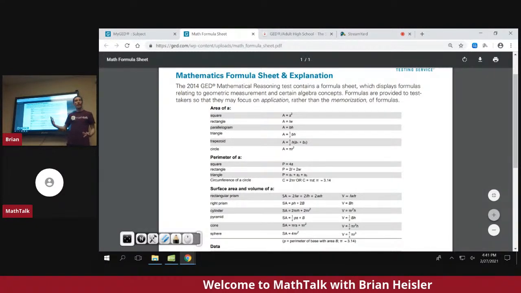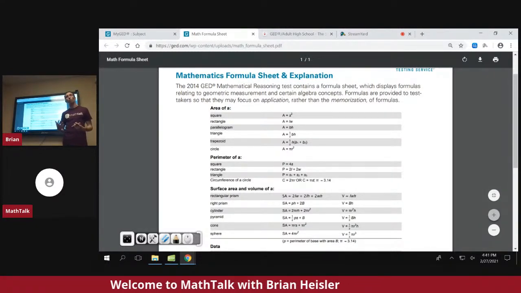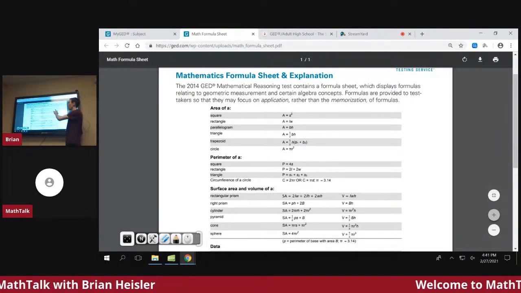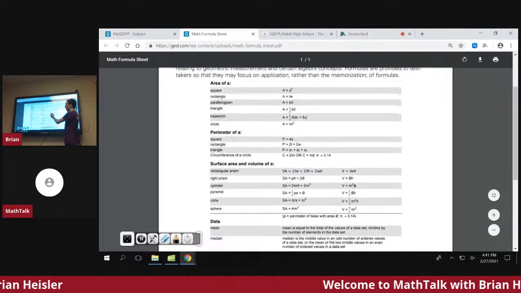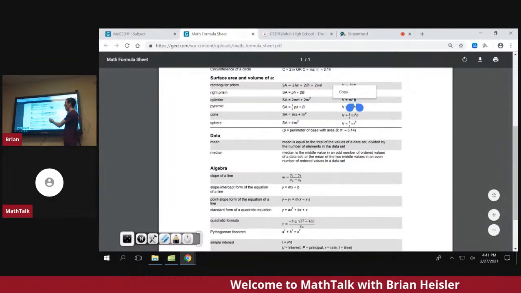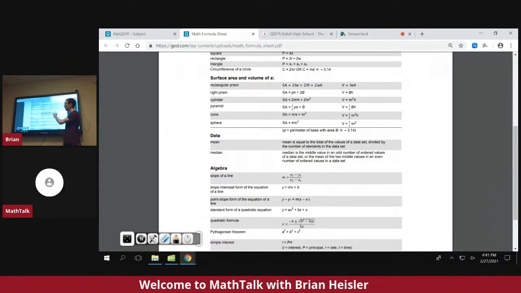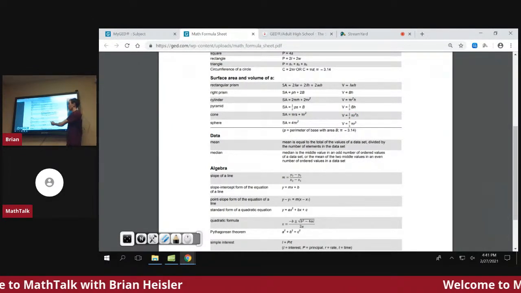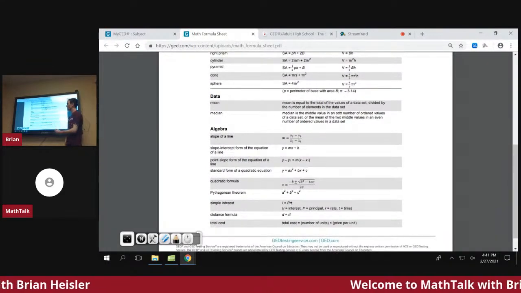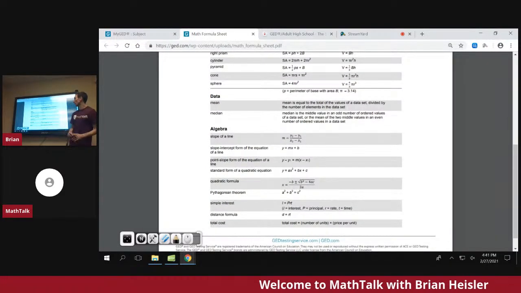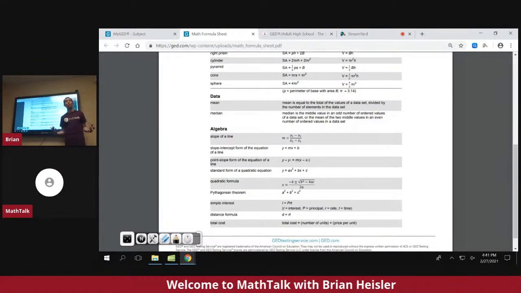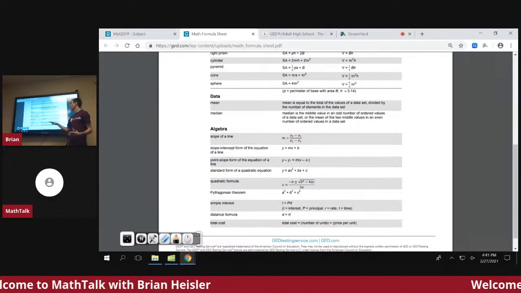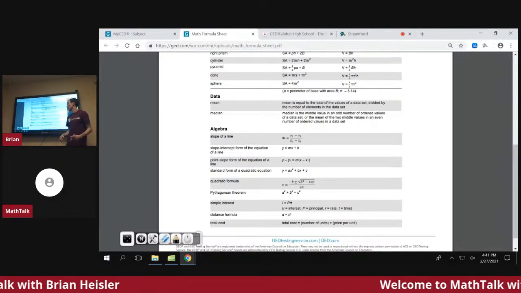So become familiar with the layout of this sheet because it's going to help you know where to look for the certain types of problems that you have. At the top, you have area, and then perimeter, surface area, volume, and then some specific definitions about data, like mean, median, and then some algebra where you get to slope, equations of a line, quadratic formula, Pythagorean theorem. Those are all things that we're going to look at a little bit later in this session. So it's going to help for you to know where these are.